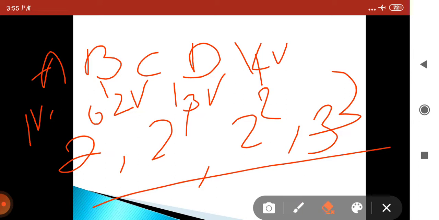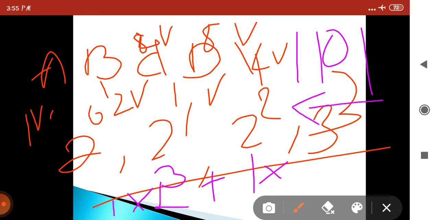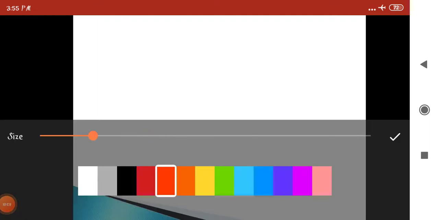Sorry, B is a 2 volt, C is a 4 volt, D is an 8 volt. Yes, our binary number is 1 1 0 1. I'm going to calculate the voltage of this one. 1 volt into 1, 2 raised to 3, plus 1 into 2 raised to 2, plus 0 into 2 raised to 1. That is the final number, 1101.